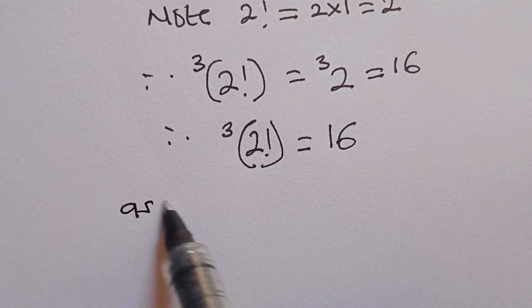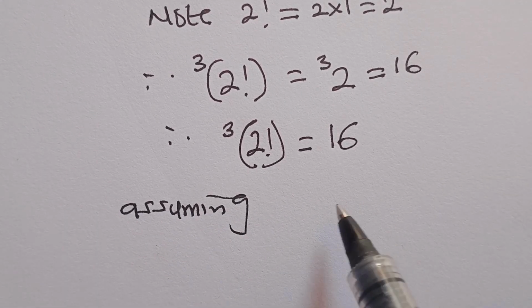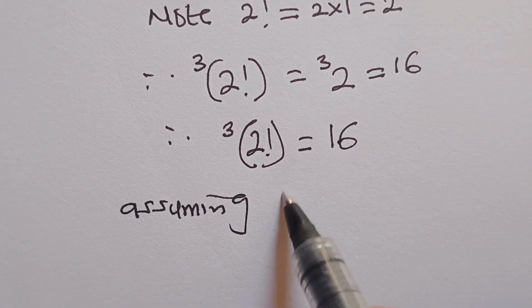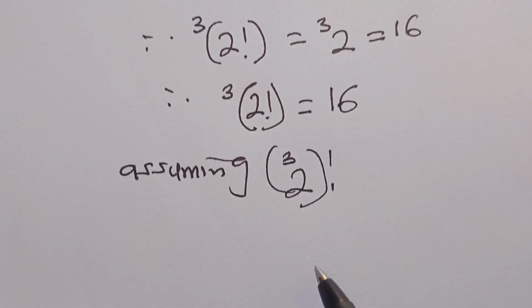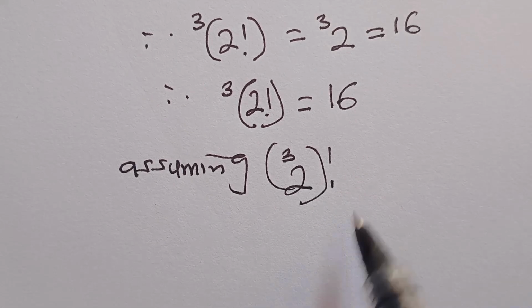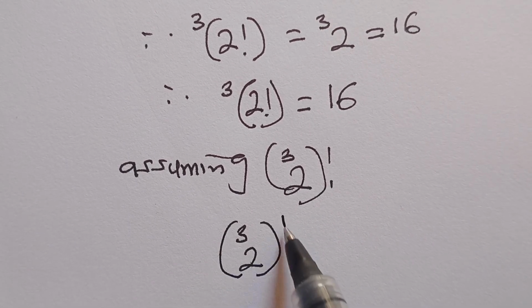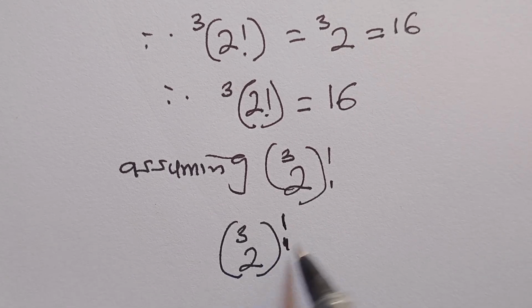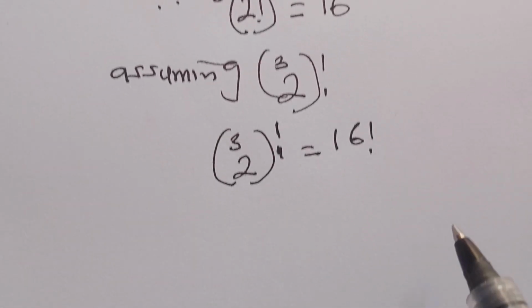So from the second assumption, we assume that we have 2 theta 3 everything factorial. That's what I just read, 2 theta 3 everything factorial. And don't forget 2 theta 3 simply means 16 from our previous calculation. So 2 theta 3 everything factorial will now be 16 factorial.